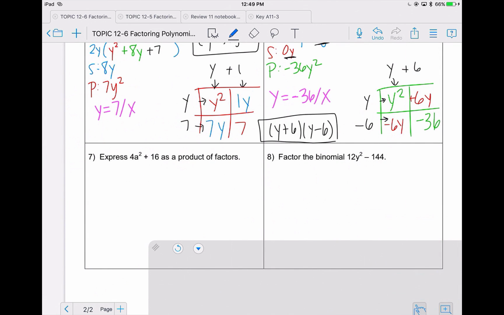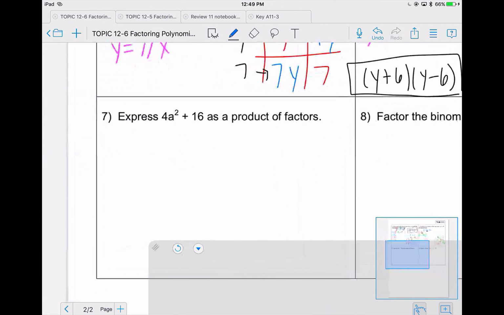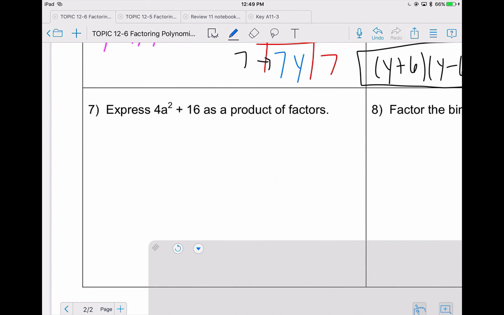The next two problems are more examples of special cases. So problem 7 asks us to express 4a squared plus 16 as a product of factors. So the first thing I'm going to do is write in a plus 0a squared to help me remember that I'm missing a term in there. Now when I look at all these, you don't have to use the 0 to find a GCF because you can take anything out of 0 because there's nothing there anyways.